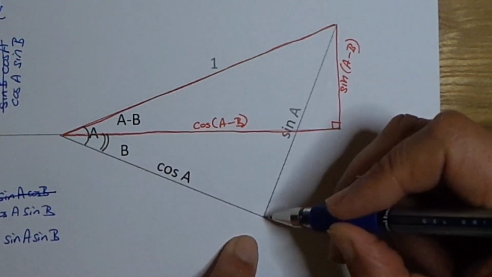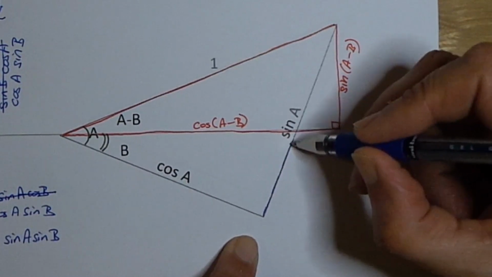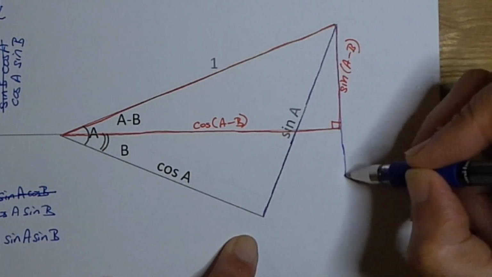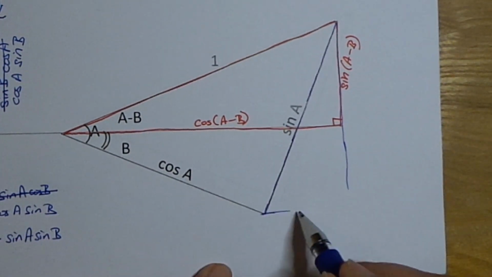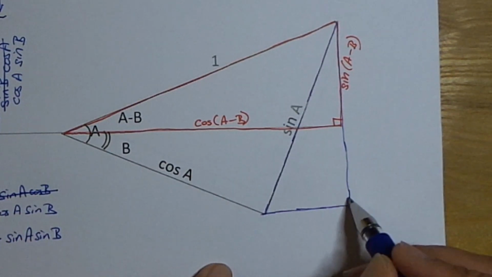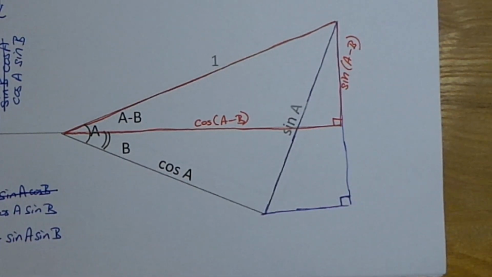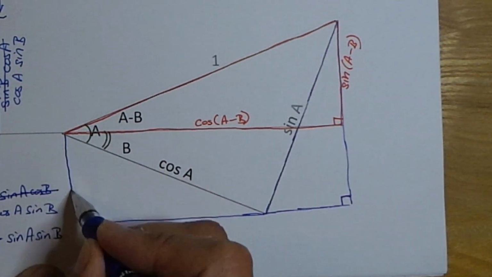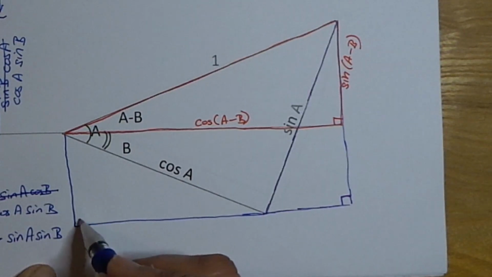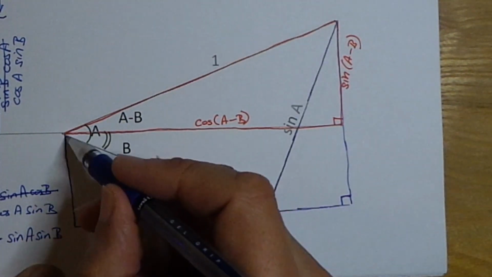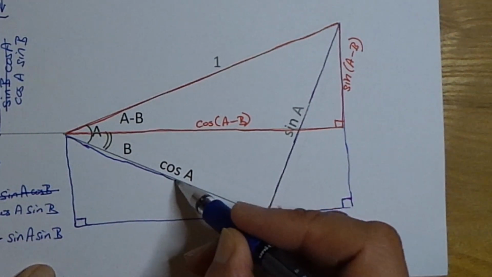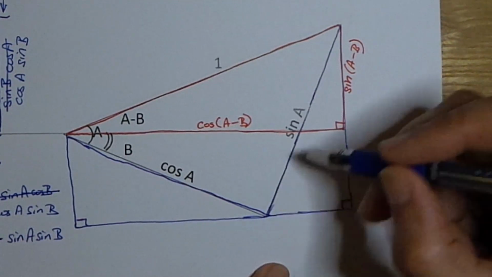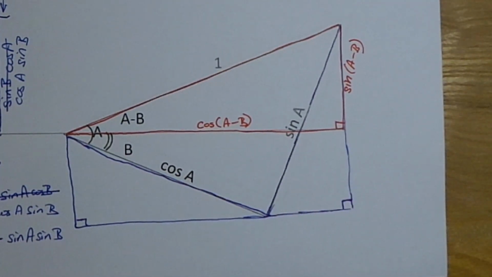So I'm going to draw a triangle here, a blue triangle, with a right angle in this corner, and I'm going to draw another right angle triangle with a right angle in this corner. Let's just border it in blue so that we can see that our blue triangles are the ones that we're using to find the lengths written in red.